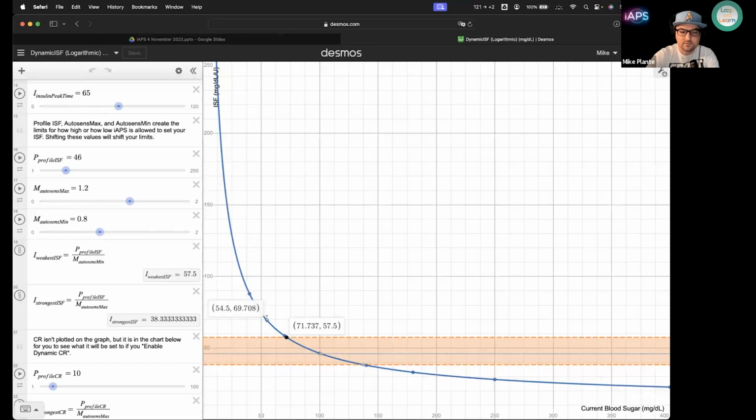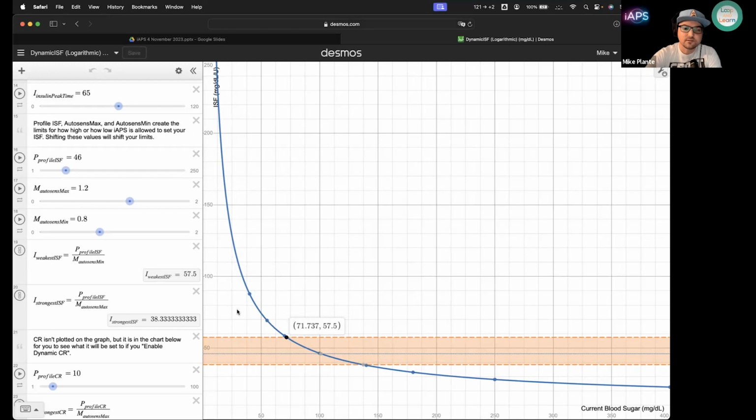So anything that's above here, it won't set. So like if your blood sugar's say 89, with the settings that I've put in on the left, it would make your ISF 49. If your blood sugar went up to 135, it would make your ISF 38. But if it went past this line up here, like this line ends about 57, so anything above this line, your ISF is still going to be 57. It won't set it to 99 or 100 if your blood sugar is 40. It'll cap it at that top value.